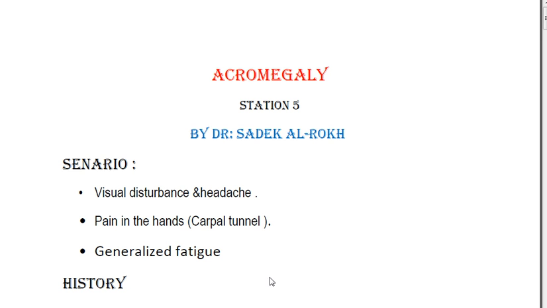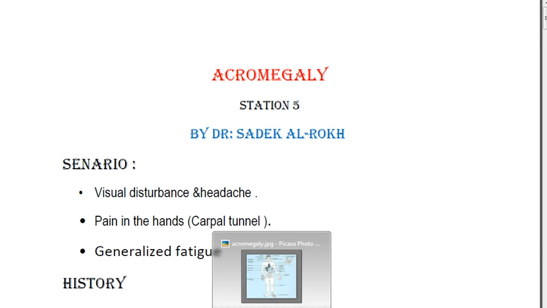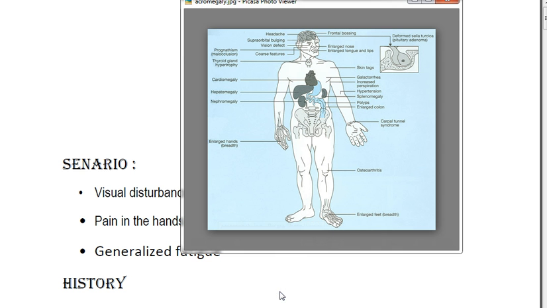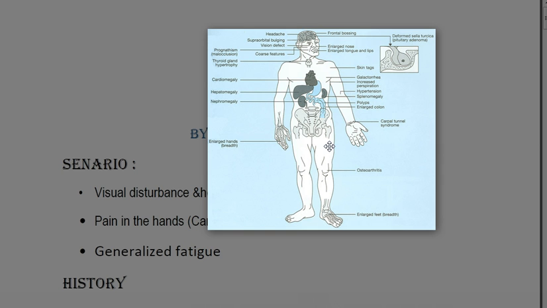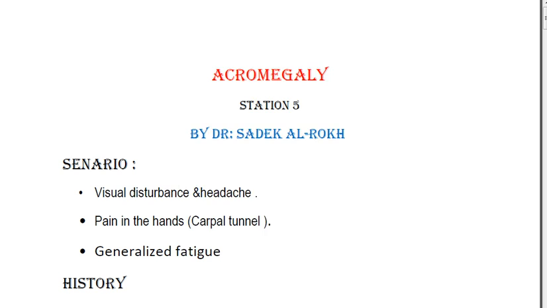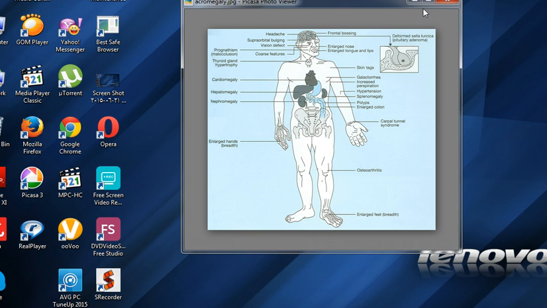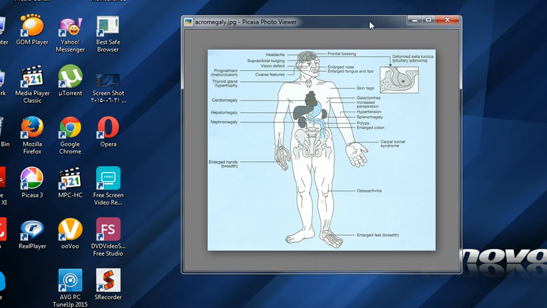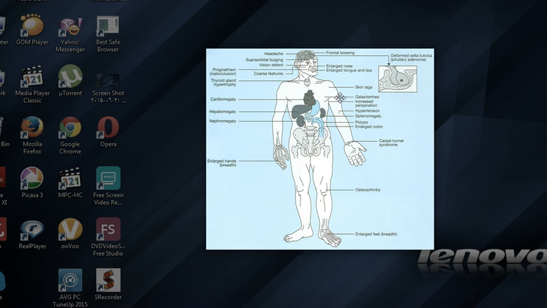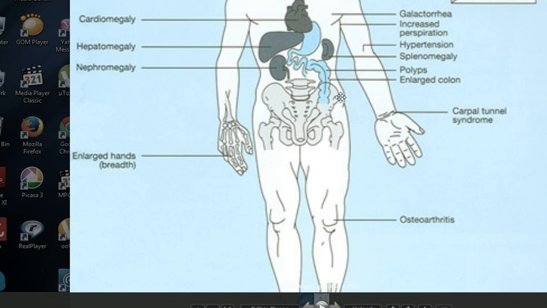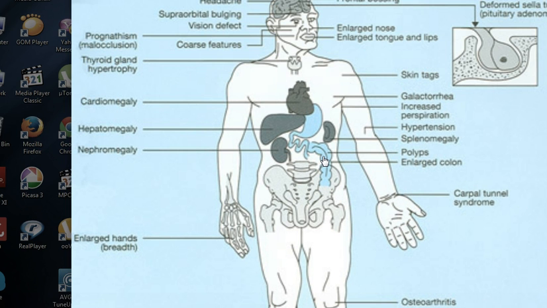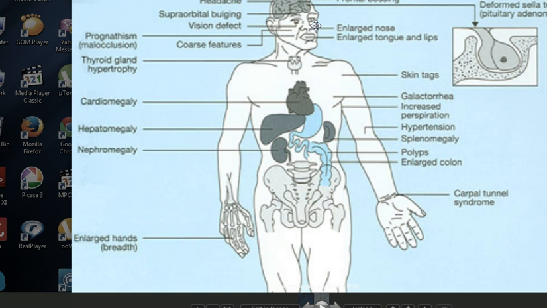So let's first explore what acromegaly is and how it affects the body, any body system. We'll start from the hands here. In the hands you will see... we'll start from above downwards, from the head.